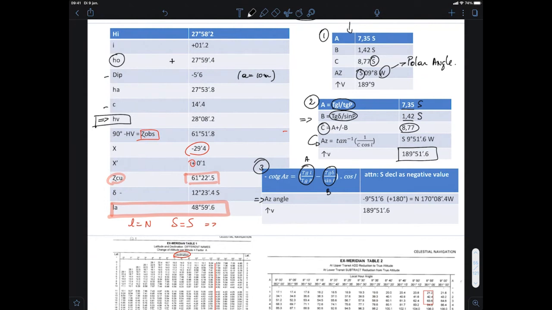And then you see that here you get, because the declination is considered as a negative value because it's south, so you get a negative angle, but in a spherical triangle, this means that you will have to add 180 degrees. And so again, you take the same signs, you get an azimuth angle north 170 degrees point something west. And so this means that your true bearing again will be 189 degrees 51.6.